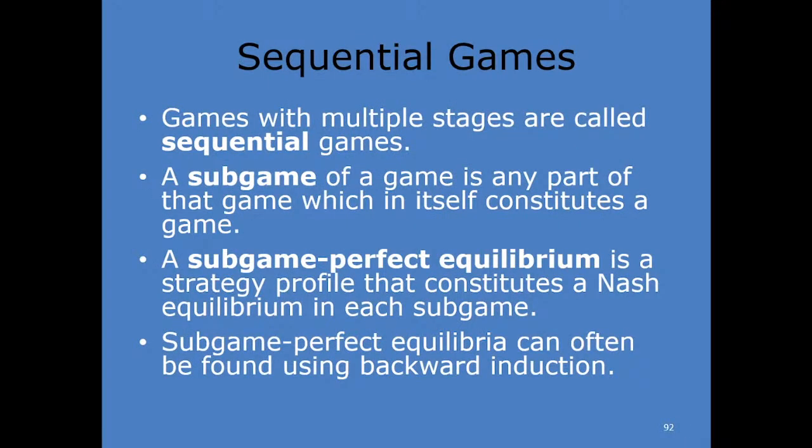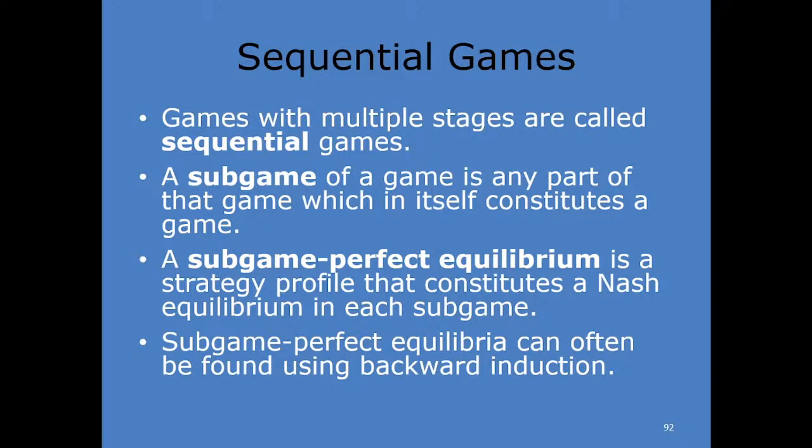So let's talk more about sequential games, since they are important in real life. These are games with multiple stages, and they're called sequential games. In these games, it is very useful to identify subgames. A subgame of a game is any part of that game which itself constitutes a game. So imagine you have two rounds of a game, and you can isolate the decision in each of these. You can consider those subgames as independent games in a way.